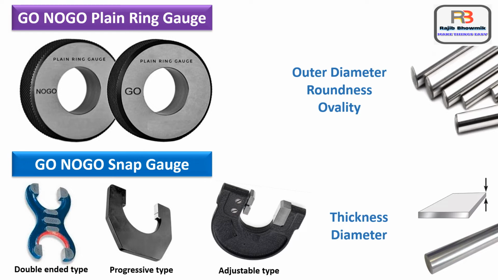For both these gauges, that means plain ring gauges and snap gauges, go side dimension is the same as the maximum range of the object to be checked, and no go side dimension is the same as the minimum range of the object.